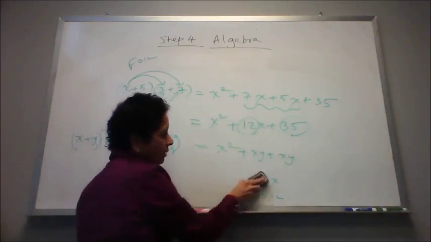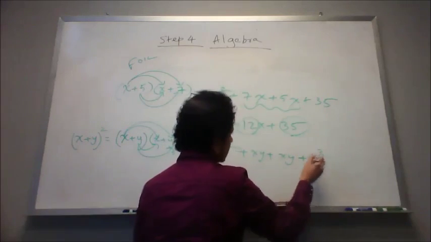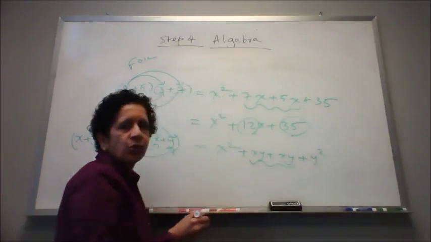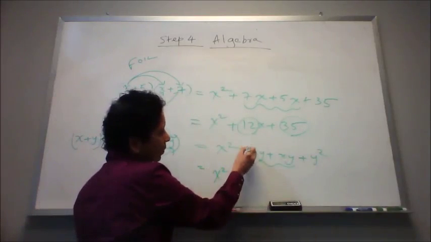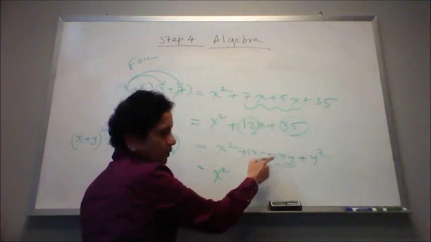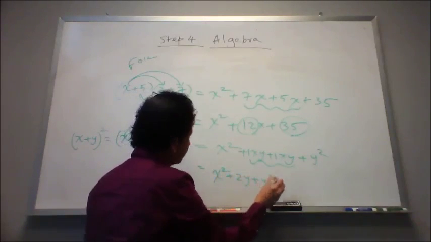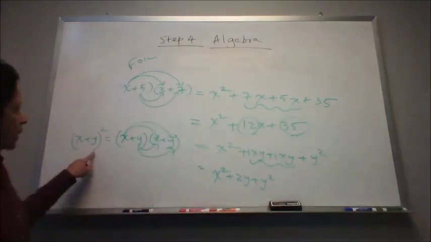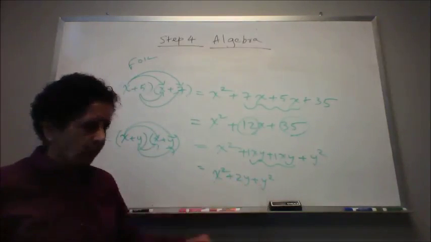So I can write yx is the same as xy, and then plus y squared, and then I can group these two together, right? So this means that I've got a 1 in front of it, I've got a 1 in front of it, 1 plus 1 is 2, so I have 2xy plus y squared, okay? So x plus y the whole squared equals x squared plus 2xy plus y squared, okay?